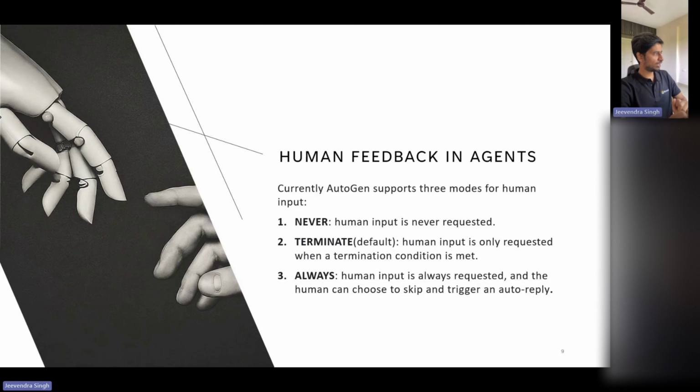So human input is only requested when some kind of a termination condition is met, right? So in this mode, if the human chooses to intercept and reply, the conversation continues, and the counter used by the max consecutive auto reply is reset, right? And then the third is always, where human input is always requested, and human can choose to skip and trigger an auto reply, or intercept and provide feedback, or terminate the conversation. So in this mode, the termination based on max consecutive auto reply is ignored, right?